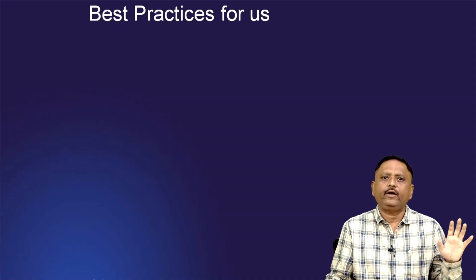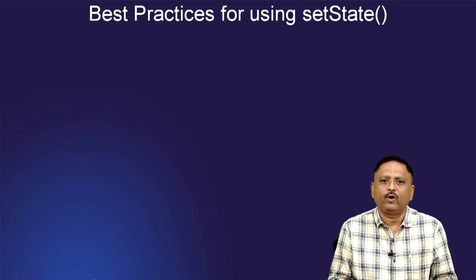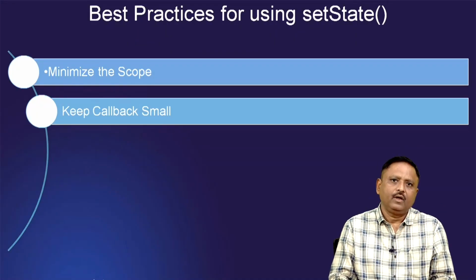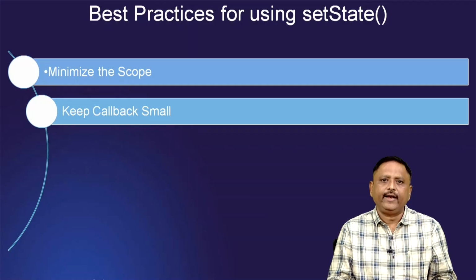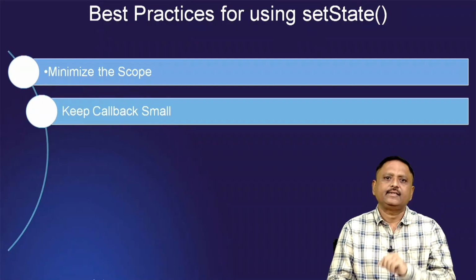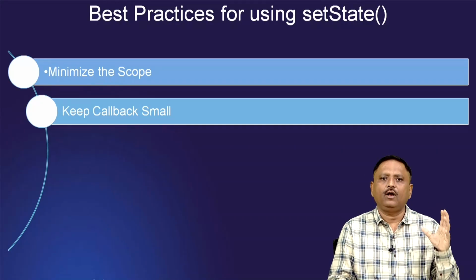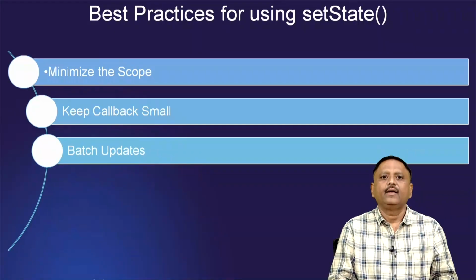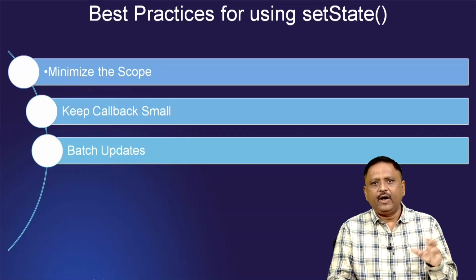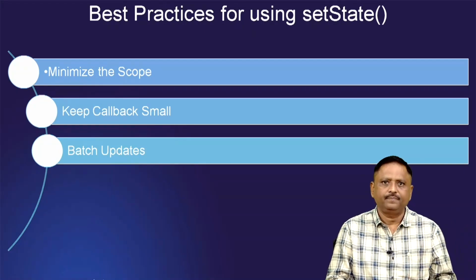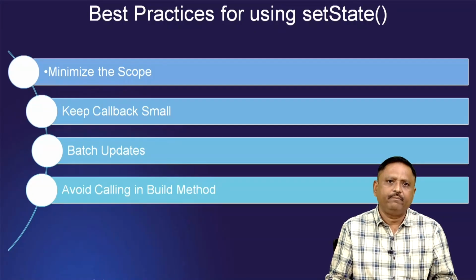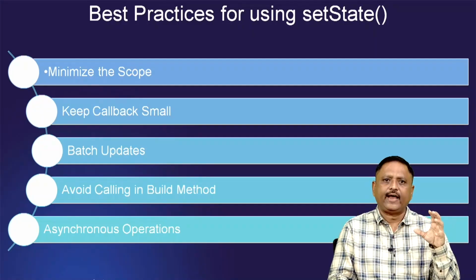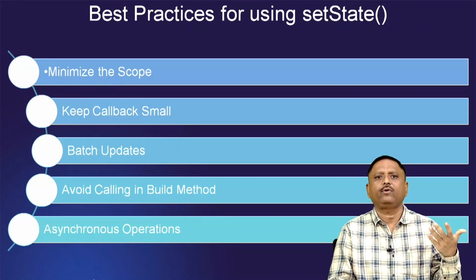So now let us try to understand best practices for using set state. The first is to minimize the scope. You must minimize the rebuild area, only update what is necessary. Second, keep the callback small, meaning avoid doing heavy logic inside set state. Then you can batch multiple updates into one set state call. Never call set state inside a build method. And for asynchronous tasks, always check if the widget is still mounted before calling set state.